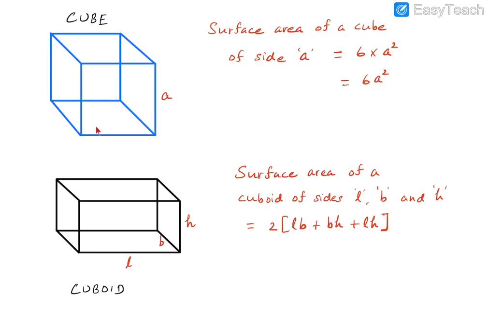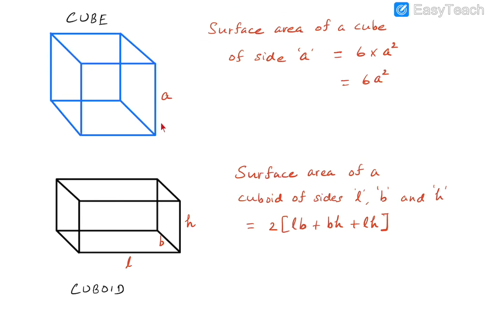For example, imagine you're holding a Rubik's cube in your hand. The Rubik's cube has 6 faces, and each face is a square. Each square face has a certain area, and if you add all the 6 square sides' areas, that gives us the surface area of the cube. So the surface area of a cube whose side is A is the sum of the areas of all its surfaces. That's why we call it a surface area.